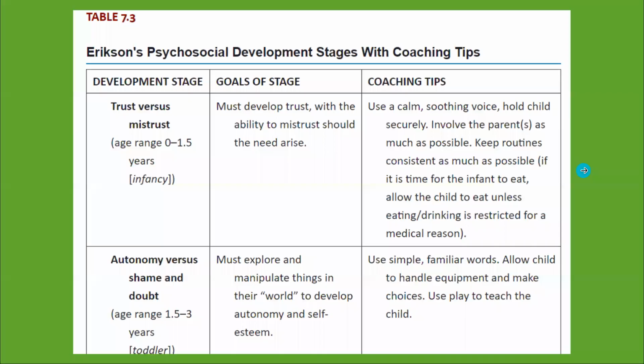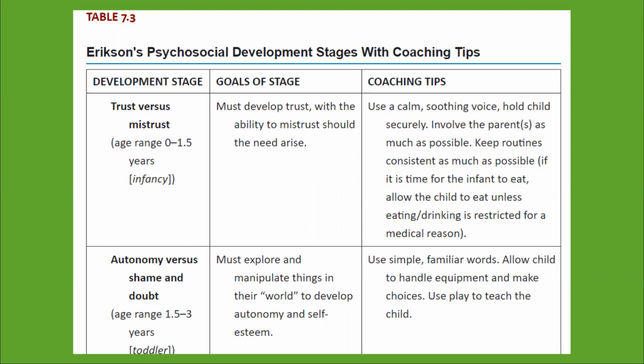Now, we're going to get into looking at Erikson's psychological development coaching tips. So, the development stage that we're going to talk about first is trust versus mistrust. And the age range is 0 to 1.5. Coaching tips: use a calm, soothing voice, hold child securely, involve the parents as much as possible, keep routines consistent as much as possible. If it is time for the infant to eat, allow the child to eat unless eating and drinking is restricted for a medical reason.